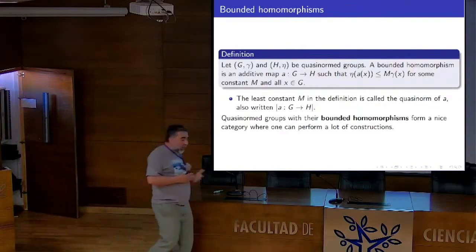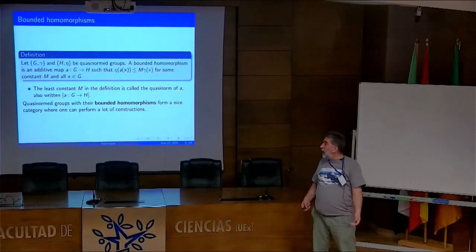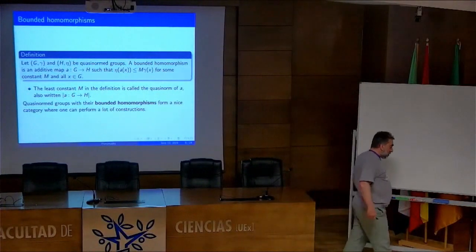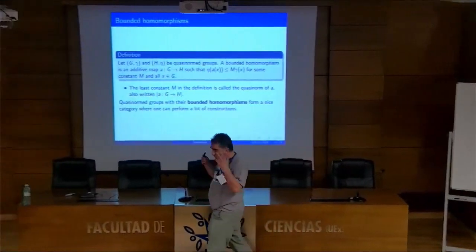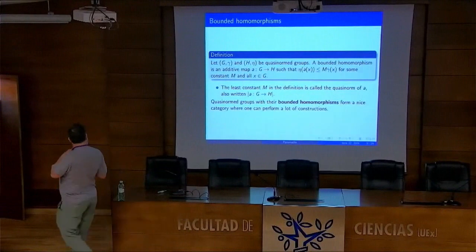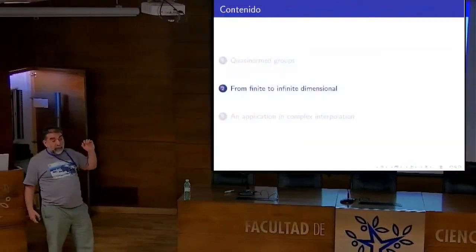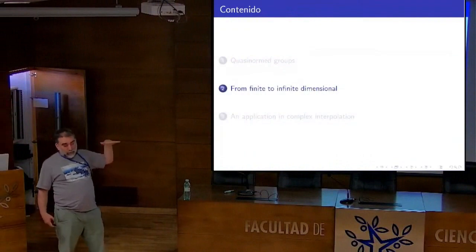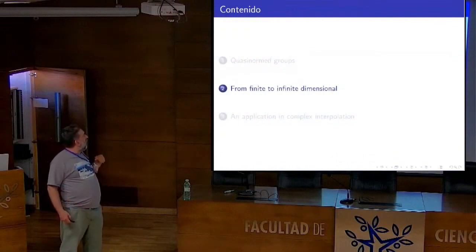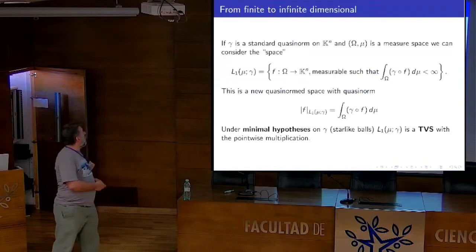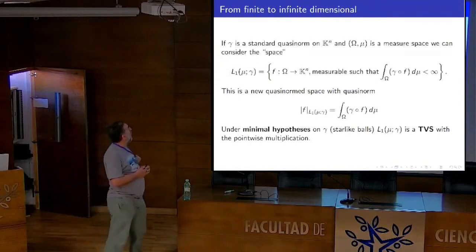And if you take quasi-normed groups and bounded homomorphisms, you get a very nice category where you can perform many categorical constructions such as quotients, pullbacks, push-outs. You have exact sequences and so on. Okay, but the leading idea is to see some infinite dimensional objects by means of small quasi-normed groups. So what is the key point in doing this? Just taking functions, taking sequences, taking random variables, and so on.